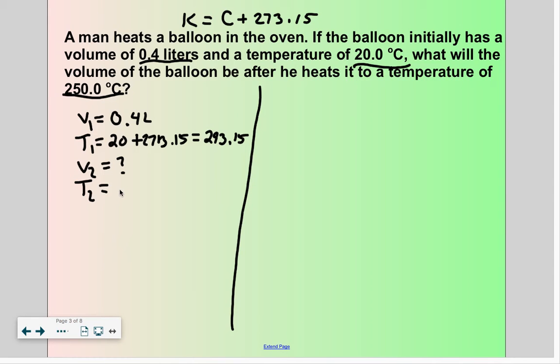Okay. T2 is 250 plus 273.15, so we'll do that one without actually writing it down. All of it plus 250. Wow. So that's going to be a big number. It looks like a huge temperature just because it's in Kelvin. So 523.15 Kelvin. And I could put my Kelvin unit on there too.